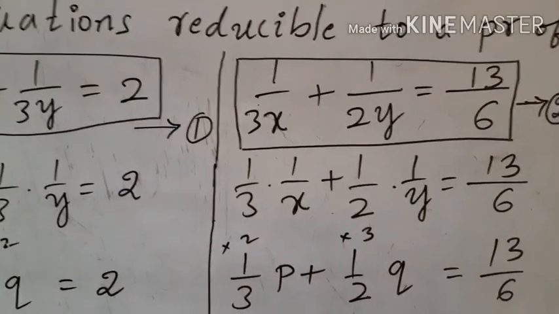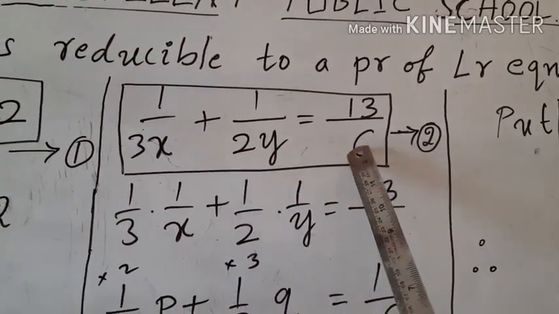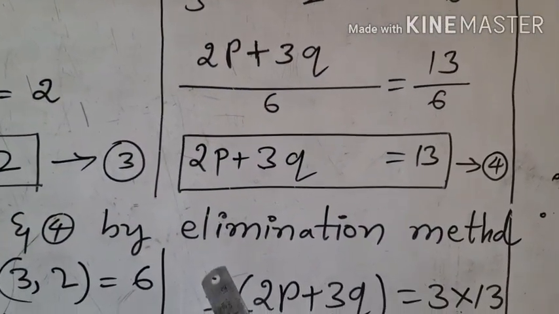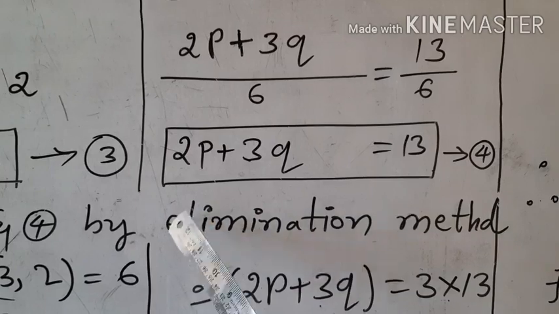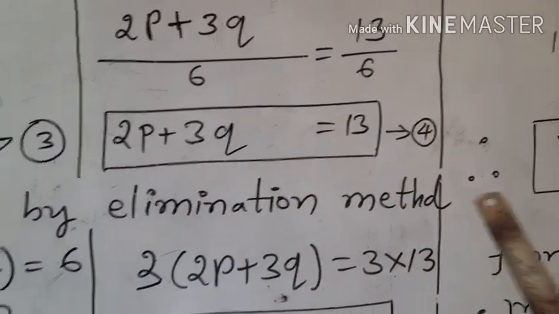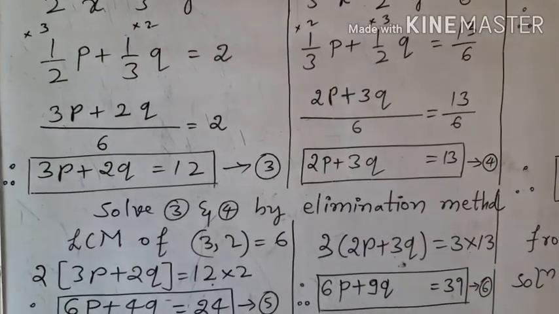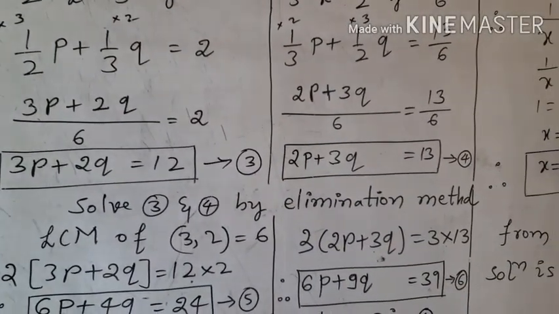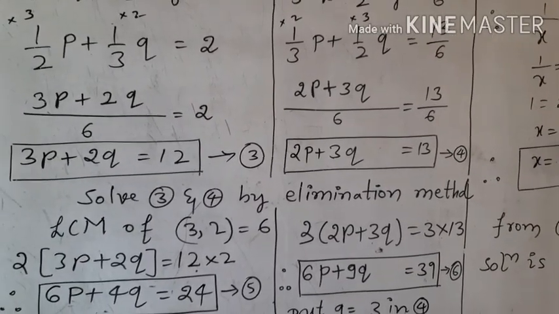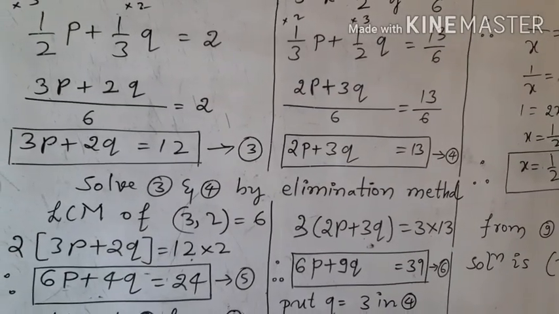Okay. Thus, the first equation was in terms of x and y. Now, I reduced it to an equation which is a linear equation in terms of p and q. Okay, I call this equation 4. Now you look at equation 3 and equation 4. Both are linear equations in p and q. These should be solved by any one of the methods for p and q.